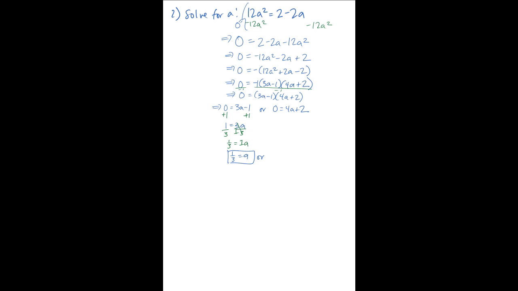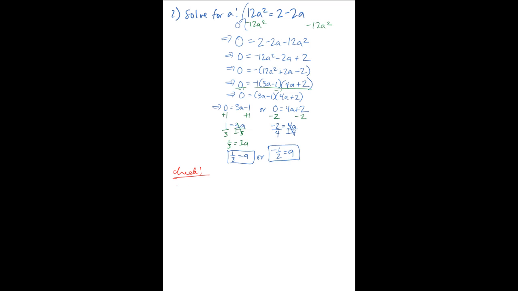Or I can solve this equation on the right. The opposite of adding 2 is subtracting 2 from both sides. So I get negative 2 equals 4a, and then I can divide both sides by 4. 4 divided by 4 is just 1. So I get negative 1/2 is equal to a. So these are the two possible solutions. It's good for us to go ahead and double check them.